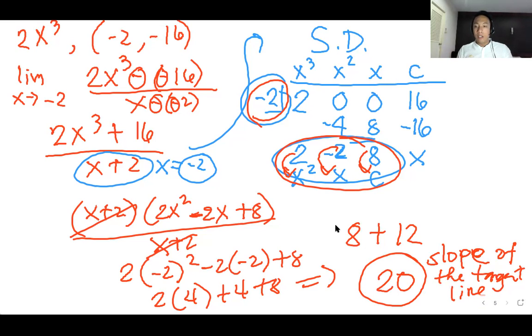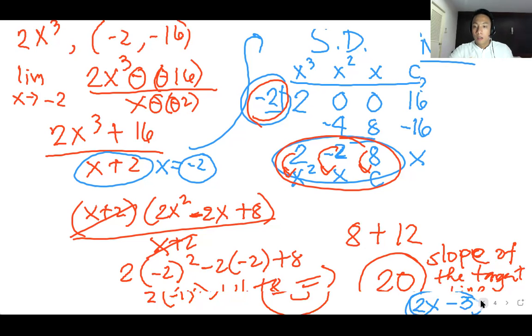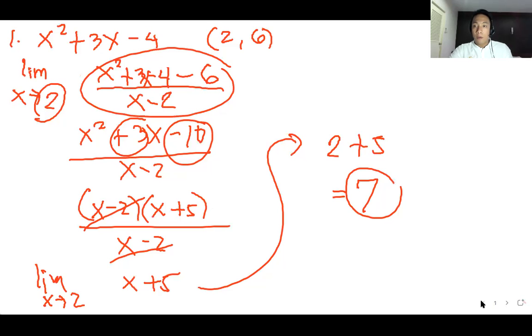So those are the answers of our number 1, number 2, number 3, number 4, and number 5. Let us see all of those. Okay? Answer for number 1 is 7.